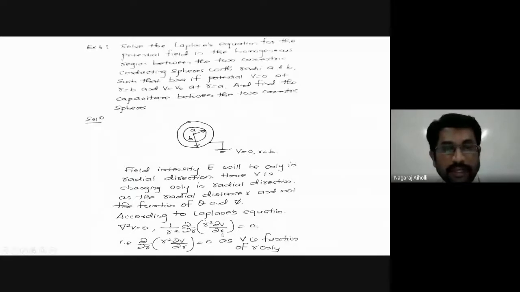Hence, the equation is 1 upon r square, dou by dou r of r square dou V by dou r, equal to 0. This is for the spherical coordinate system. Therefore, dou by dou r of r square dou V by dou r equal to 0. If you take r square to the RHS, it will be r square into 0, that is 0, as V is a function of only r and not of theta and phi. Write this equation: dou by dou r of r square dou V by dou r equal to 0.